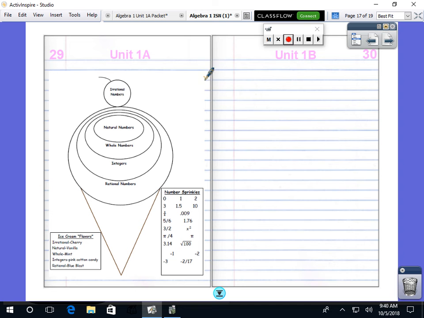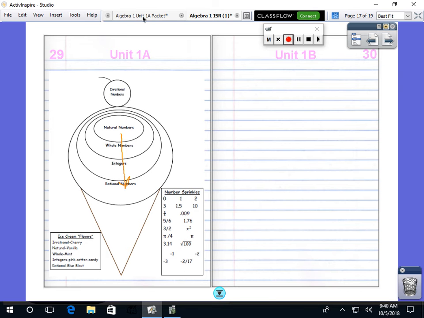Remember with the little ice cream cone, anything up here in the top scoops is rational. Okay? If it's natural, it's also whole, it's also integer, it's also rational. If it's whole, it's also integer or rational. If it's an integer, it's also rational. Those all go down into that. They all belong to the rational category. But just because it's this doesn't mean it's this. You can't go back up the scoops.